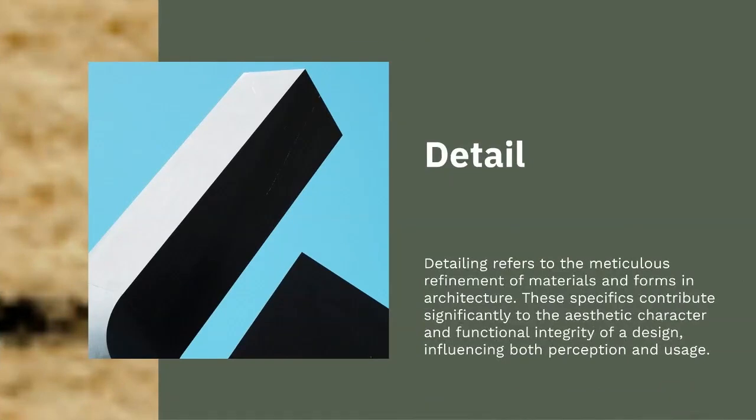Detail is another important term, and detailing refers to the meticulous refinement of materials and forms in architecture. These specifics contribute significantly to the aesthetic character and functional integrity of a design, influencing both perception and usage.